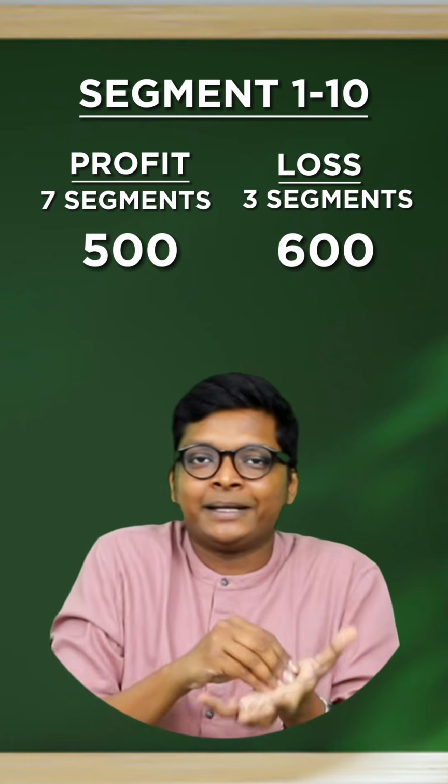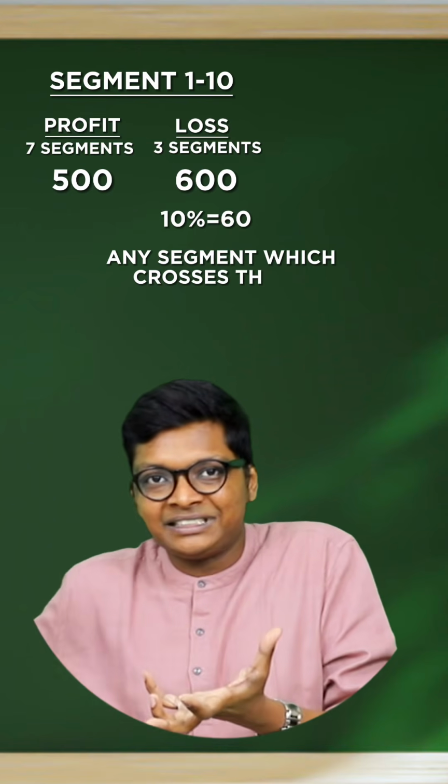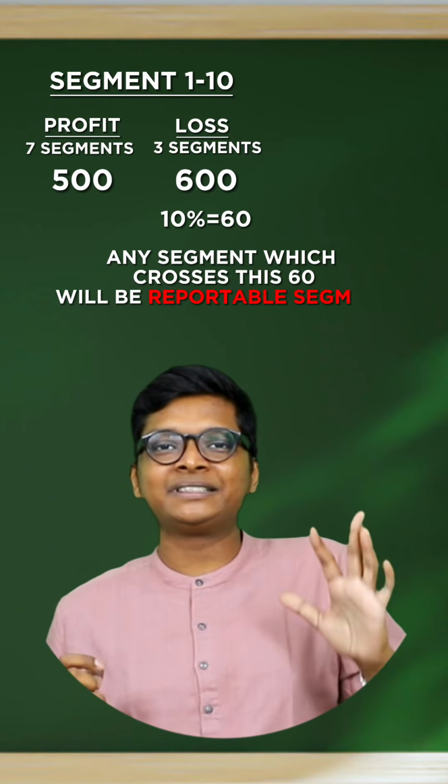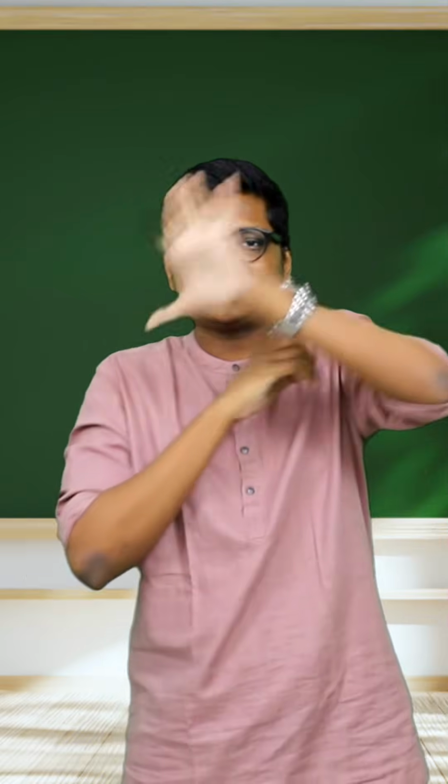In that you apply 10%. Let's say 60 comes. Any segment which crosses this 60 will be a reportable segment. Don't give importance to the negative sign. So this is the result test, and these are the 5 tests which are very important in segment reporting. This is basically segment reporting.